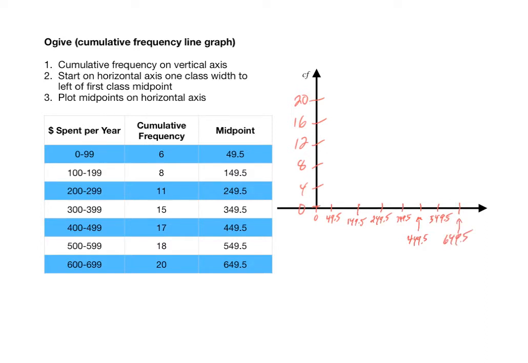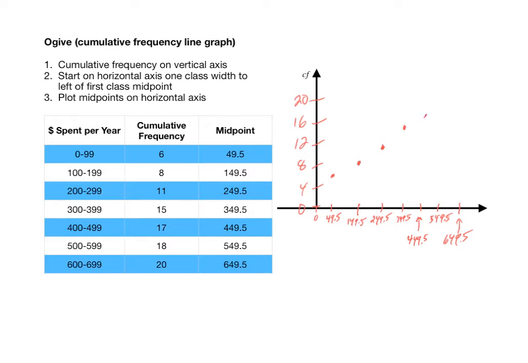Now, we put in dots at the respective heights. So the 49.5 midpoint is the midpoint for the $0 to $99 spent per year class, which has a cumulative frequency of 6. So we're going to put a dot right here at 6. And then for the 149.5 bar, we got a cumulative frequency of 8. For the 249.5 bar, we've got a cumulative frequency of 11. 15 for the next one. 17 for the following one.